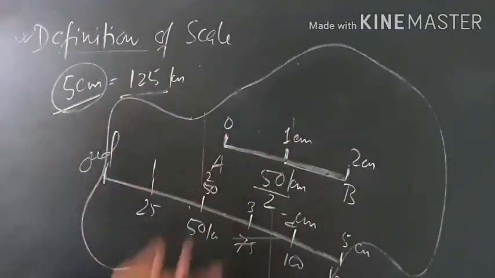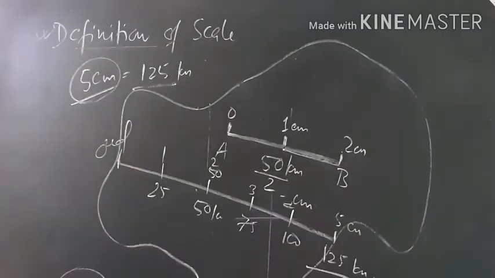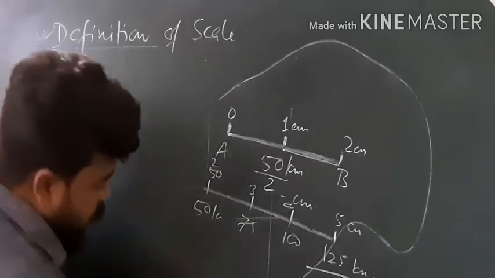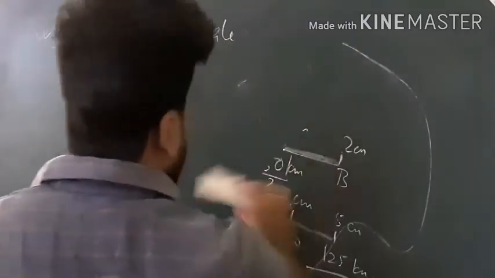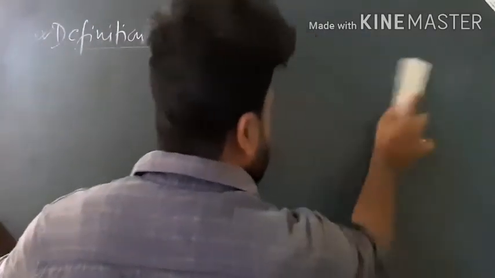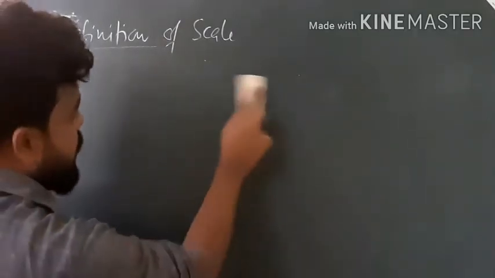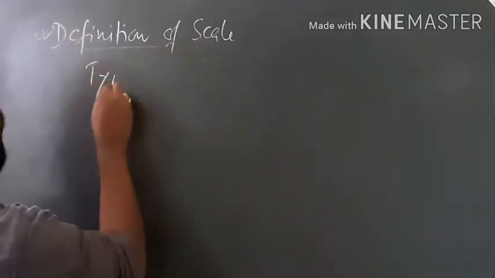But there are different types of scale. We'll see what the different types of scale are. Let's discuss the types of scale, because we use different types of scale in maps. There are different types of map: some maps are large scale, some maps are small scale. So we'll discuss what a large scale map is and what a small scale map is. In this video we'll discuss only the scale, so here we'll discuss the types of scale.